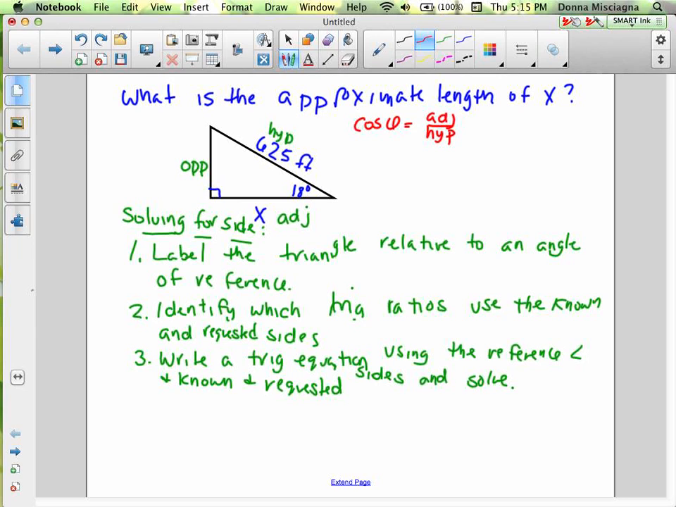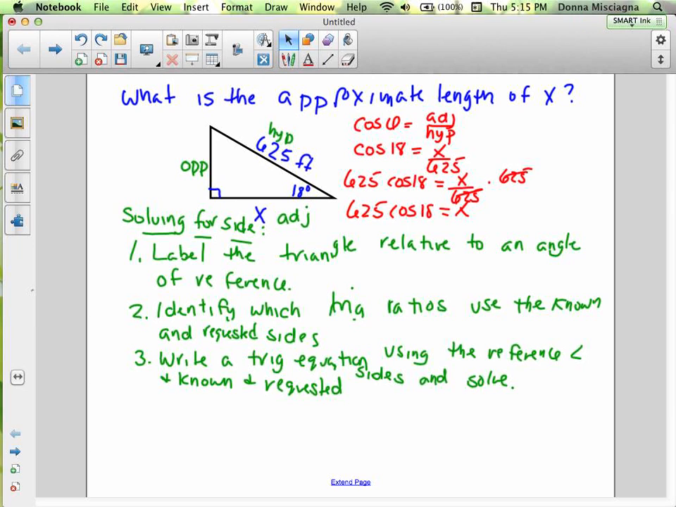Right? So our angle is 18 degrees. The adjacent side is what we're looking for. The hypotenuse is 625. And now we want to solve the equation. We need to isolate our variable. So we're going to multiply both sides by 625. So 625 cosine 18 equals x divided by 625 times 625. That'll cancel. So that gives us 625 cosine 18 equals x. All right, and now we just plug that into a calculator.